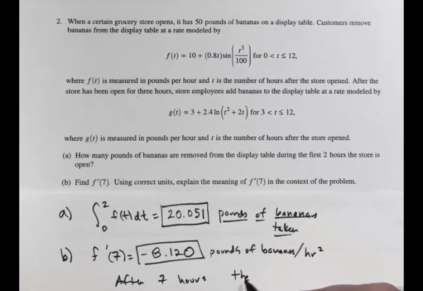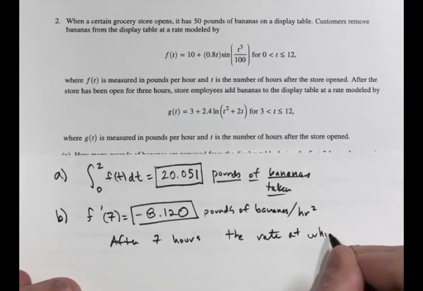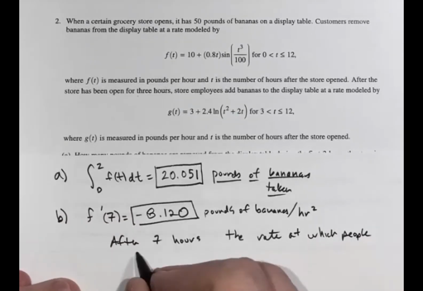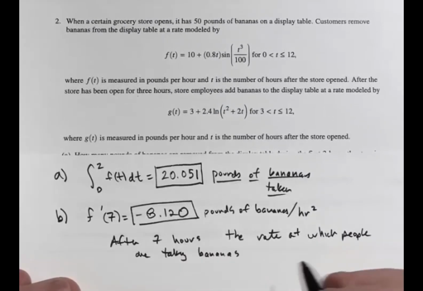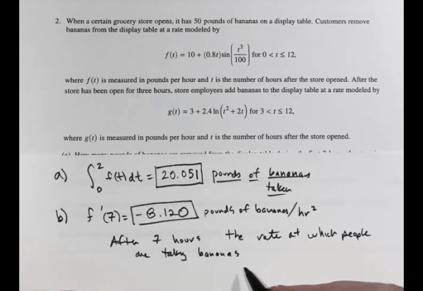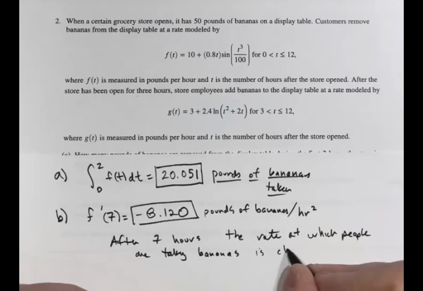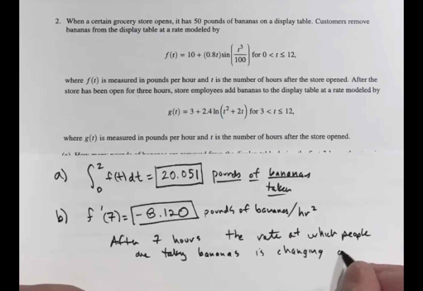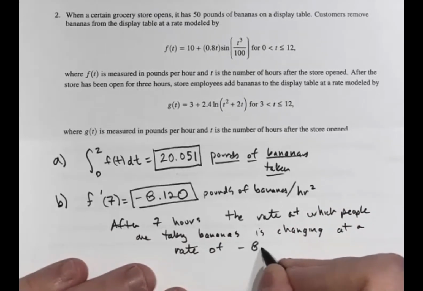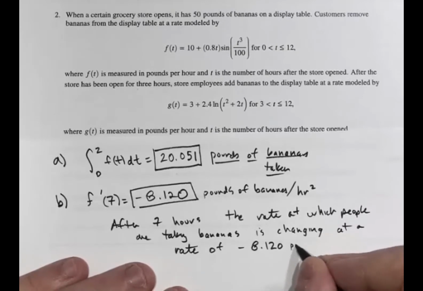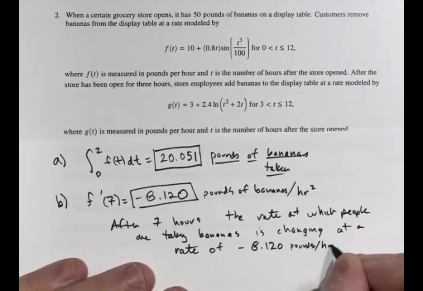the rate at which people are taking bananas, right? So we're talking about a rate at which people are taking bananas, but then we're talking about how fast it's changing. So it is changing at a rate of negative 8.120 pounds per hour, which is the rate at which the people were at that moment, but this is changing per hour.